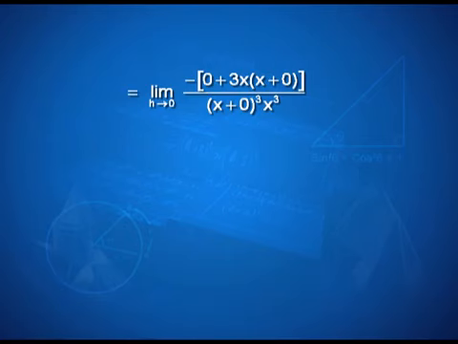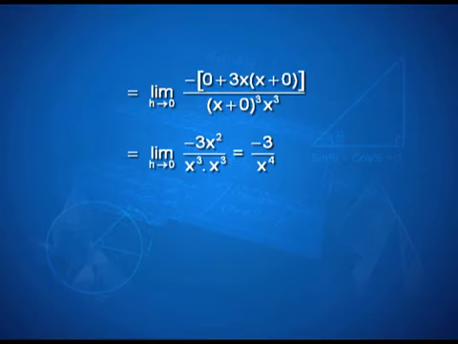That is equal to limit minus 3 x square upon x cube into x cube as h tends to 0. That can be further solved as minus 3 upon x to the power 4. Therefore, f dash x is equal to minus 3 upon x raised to 4. Now, students, I hope you must have understood how to find the derivative using first principle.